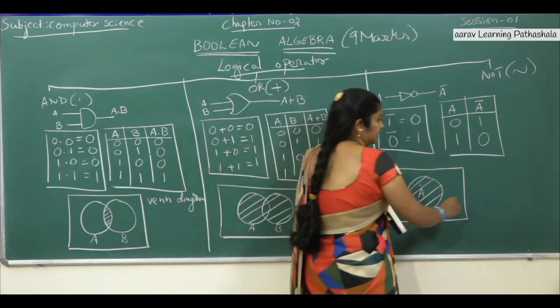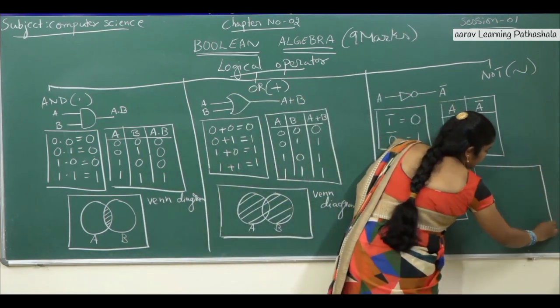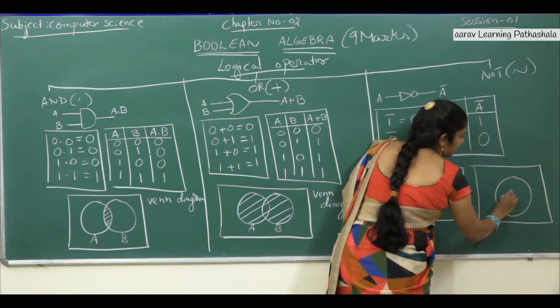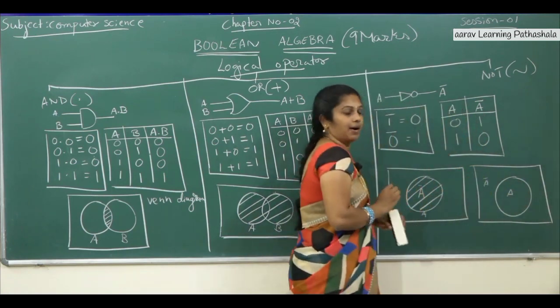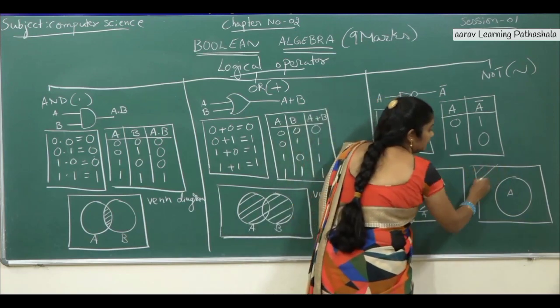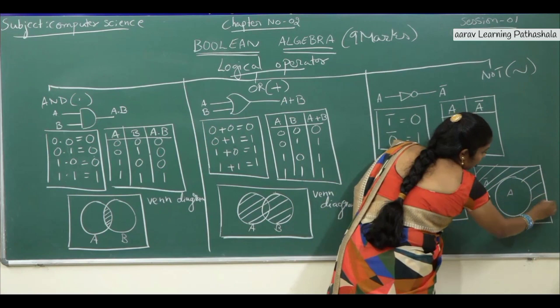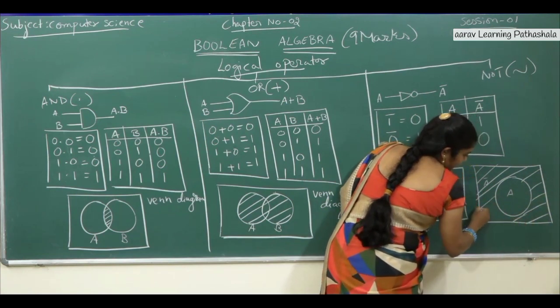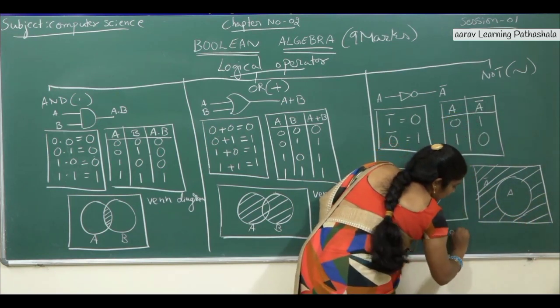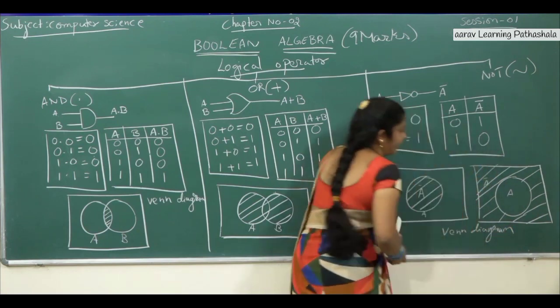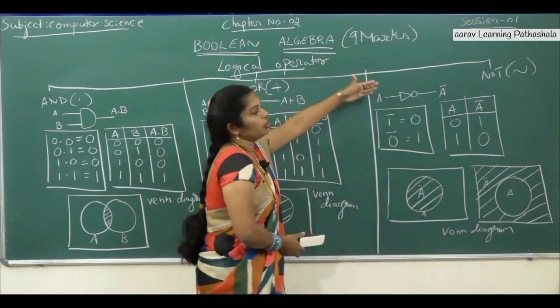If you want, you can write in another way also. One circle. If this represents A and this represents A bar, now we have to shade only the outer part. If you want, you can write like this way also. This represents the Venn diagram for NOT operation.